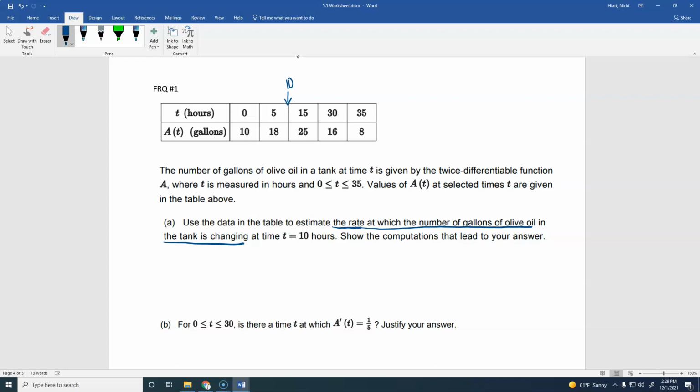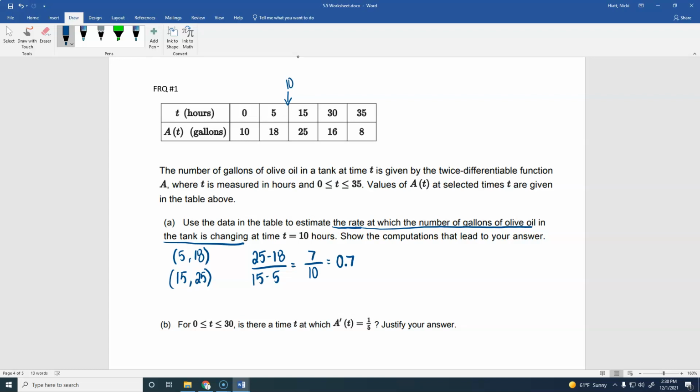Right? So the best we can do when we're only given a table to estimate this rate is just to do slope using those 2 points. So we're using the points (5, 18) and (15, 25). If we do the slope formula, we'll do 25 minus 18 over 15 minus 5, which will give us 7 over 10. You can leave it 7/10 or you can do 0.7.